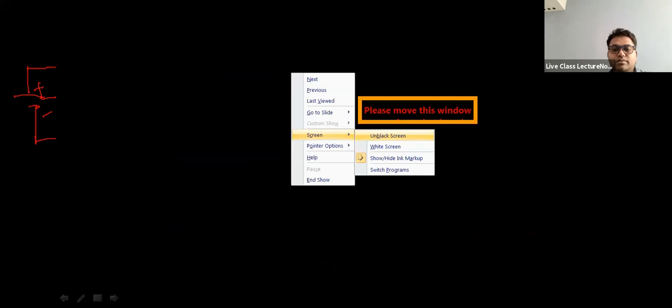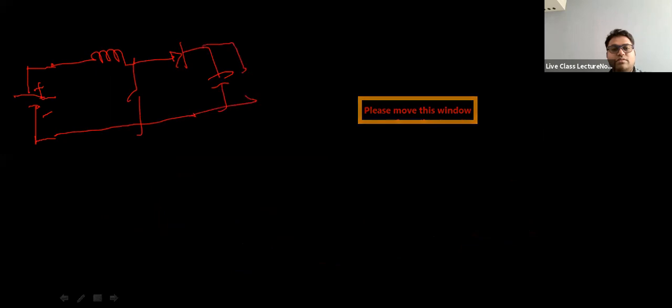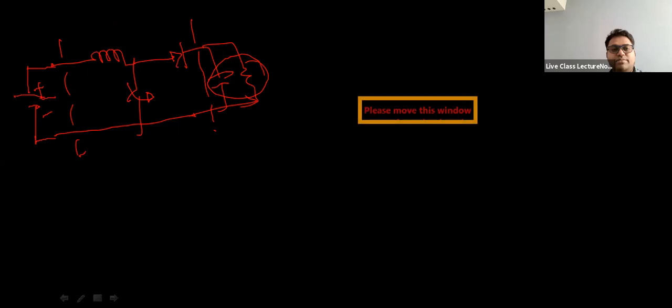Okay. So what about the boost converter? The boost converter was like this. Is it not so? The boost converter was like this. Do you remember? Now what I am doing here, I am putting an RLE load, right? And I'm making this boost converter flip. I am just flipping this boost converter like this.